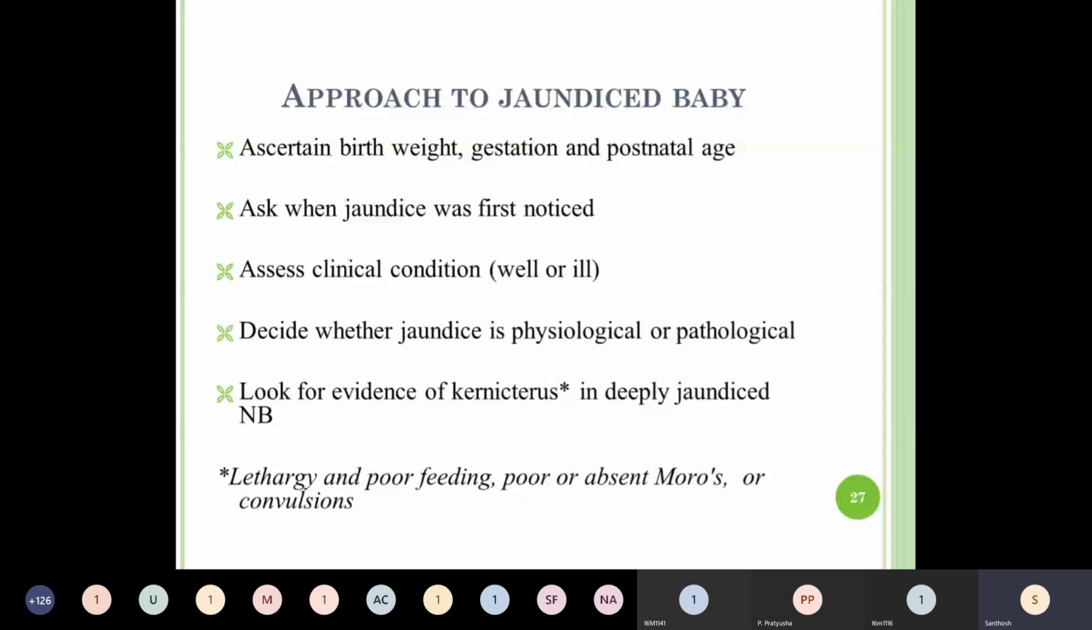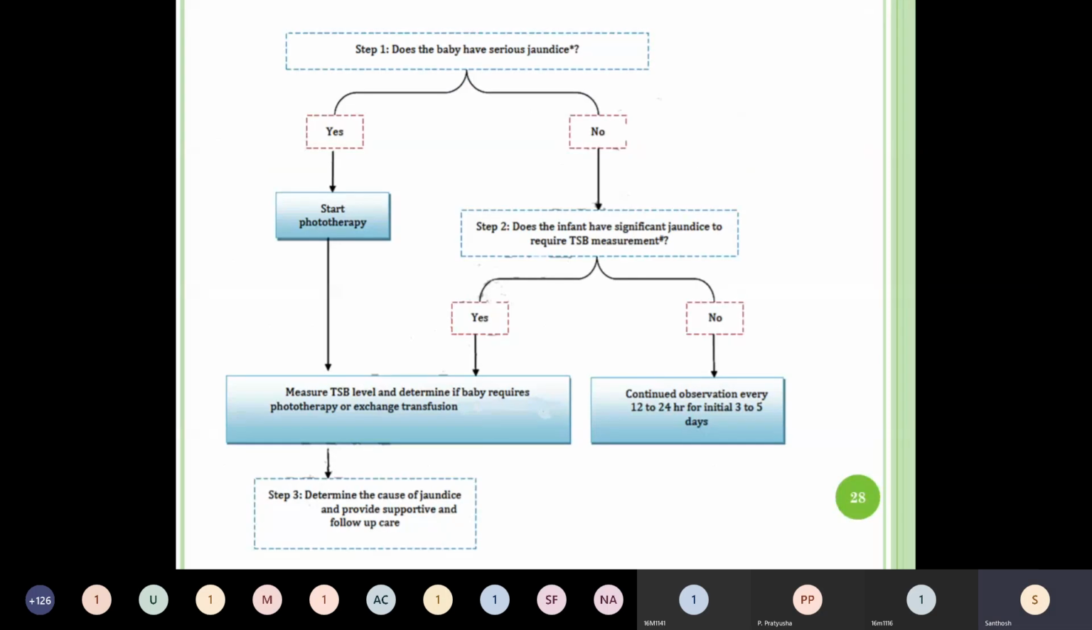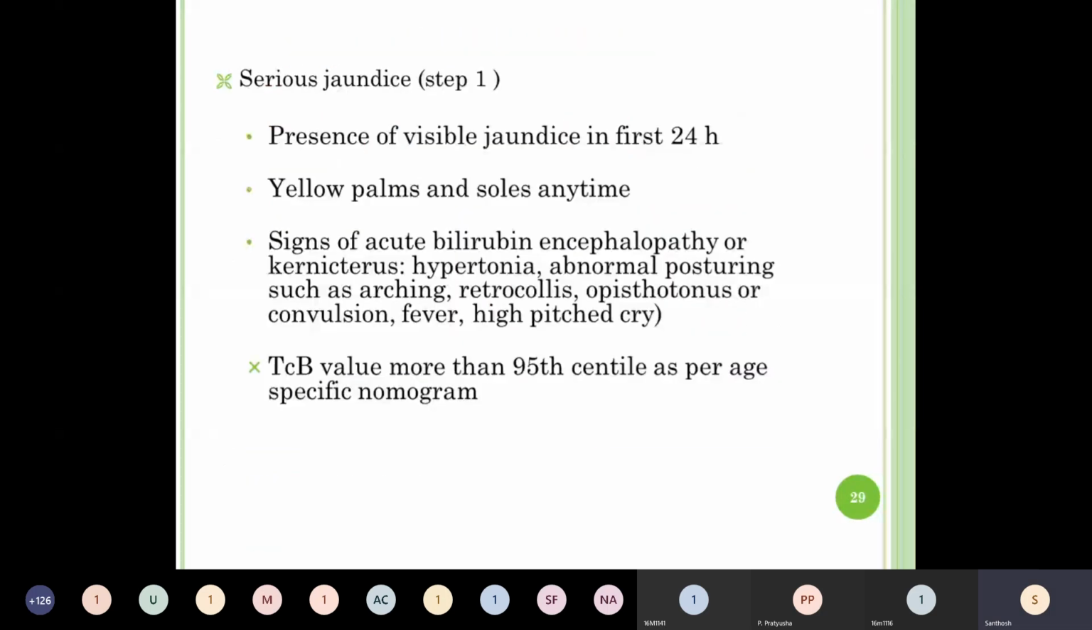This is very important. So how do you look for that? You look for lethargy, poor feeding, absent Moro, convulsions, opisthotonic posture. All these things are the signs of acute bilirubin encephalopathy. Look for that. So once you decide that the baby has jaundice, then you have to start phototherapy. When do you say severe? That is called severe hyperbilirubinemia.